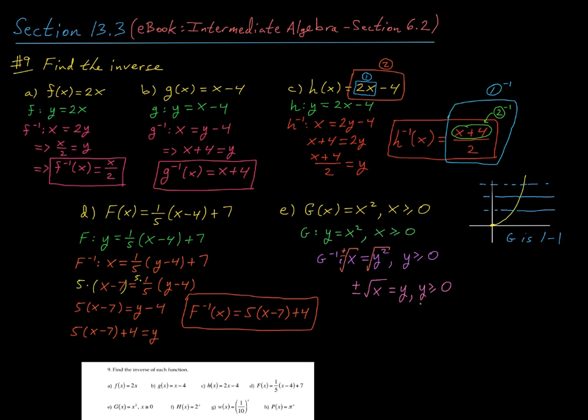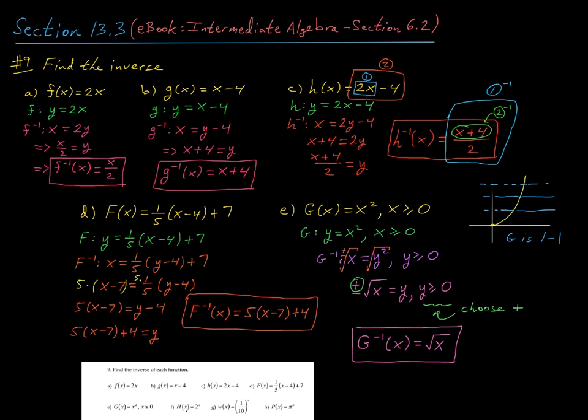Well, if y has to be greater than or equal to 0, and y is either the positive square root of x or the negative square root of x, this right here tells us to choose the positive sign. So we're going to use that positive sign because I know that y cannot be negative here. So when all is said and done, I can write my answer as g inverse of x is equal to the positive square root of x. Okay, great. So that does it for A through E.